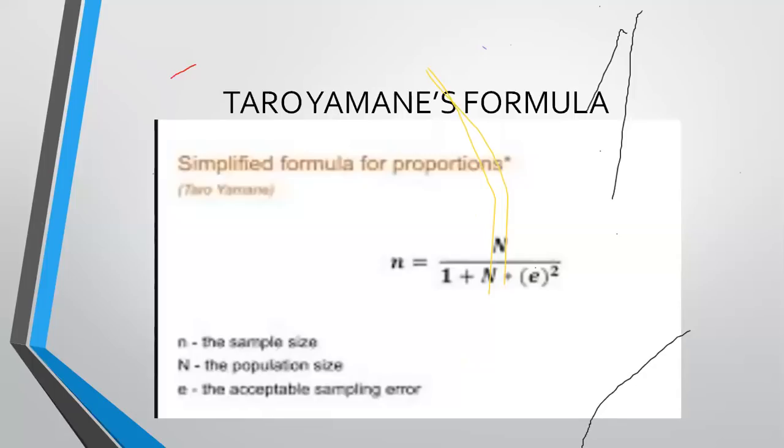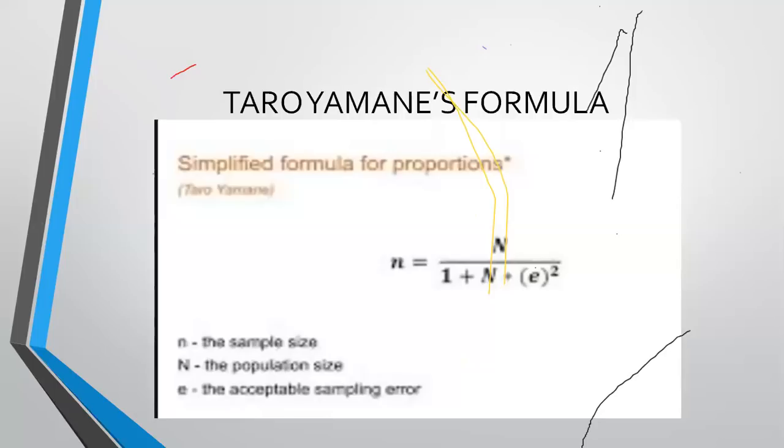And e, the small letter e, some people use it as small letter e, some people can use different letters, but what is important is that the small letter e is the acceptable sampling error, which is the significance. We use 0.05 in nursing. Is that taken? 0.05 as e value in nursing, error of significance.